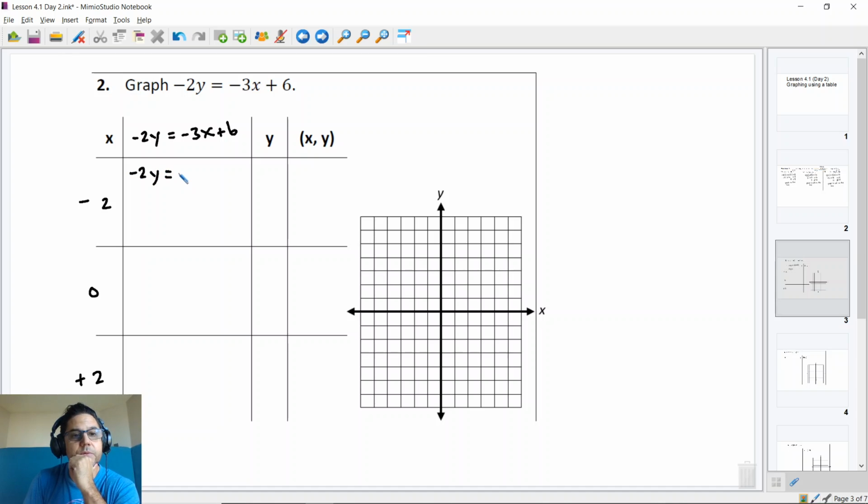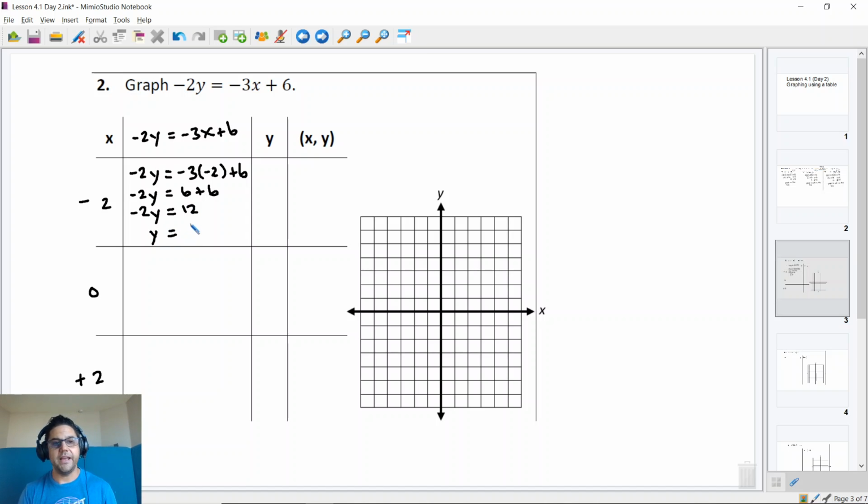-2y is equal to -3 times -2 plus 6. Okay, -3 times -2, that's 6, and 6 plus 6 is 12. So -2y is equal to 12. So what does y have to be? You could probably do that in your head, mental math. -2 times 6 is -12. Oh, so it's -6, right? Or you could have just divided both sides by -2. So our ordered pair is -2, -6.